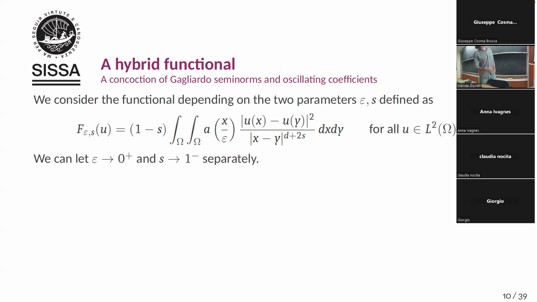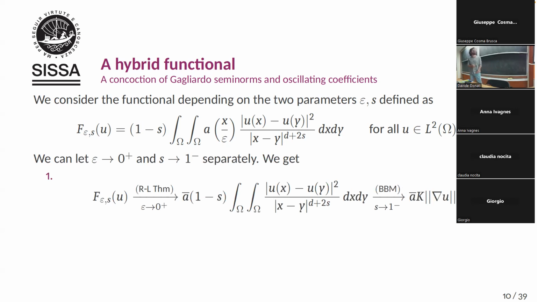So first, what one can do is look separately at what happens if we let first one variable go to 0 and the other one go to 1. In this case, for example, if one lets epsilon go to 0 first, one can notice that if one fixes y, this is basically a function in L1. This is an oscillating coefficient at infinity.